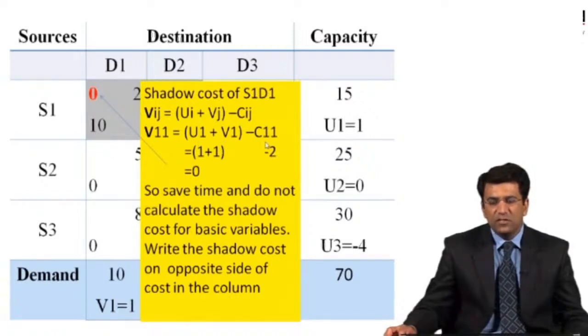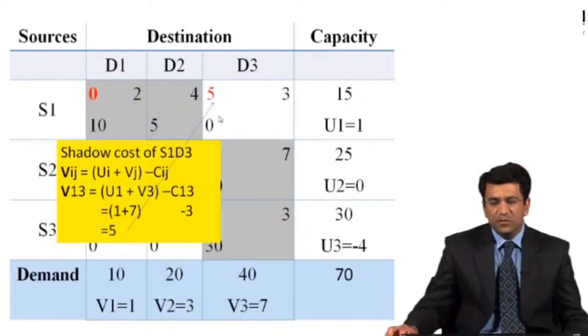So V11, where 1 means first row, first column, that is the S1 D1 cell, is equal to U1 plus V1 minus C11. Now this C11 is the per unit cost for this cell, that is 2. The values of U1 and V1 we have already calculated. U1 is equal to 1, V1 is equal to 1. So 1 plus 1 minus 2 will be equal to 0. So it means that the shadow cost for the occupied cells will be 0. That's why we will not calculate the shadow cost for the occupied cells, and we are just interested in the shadow cost of the non-occupied cells.